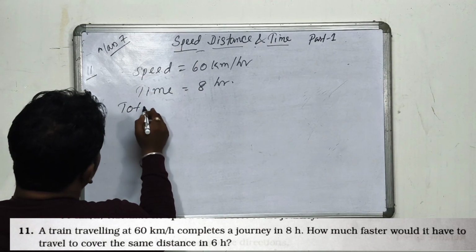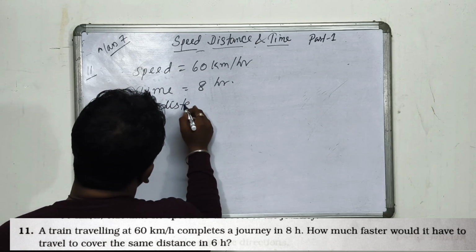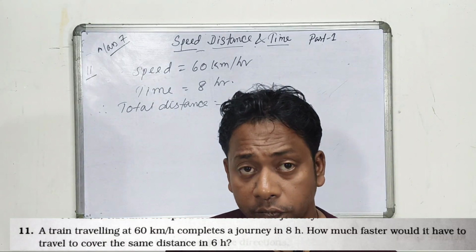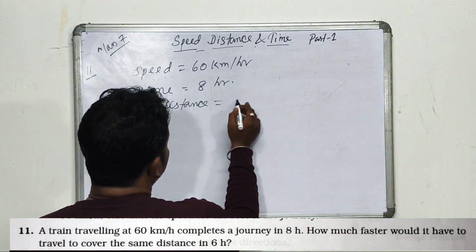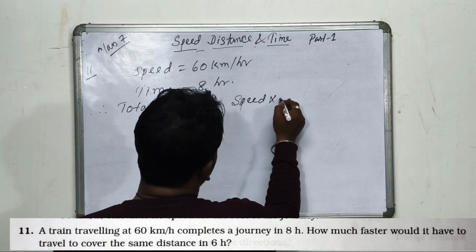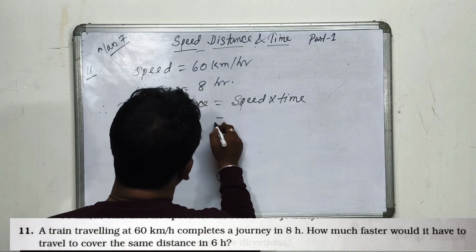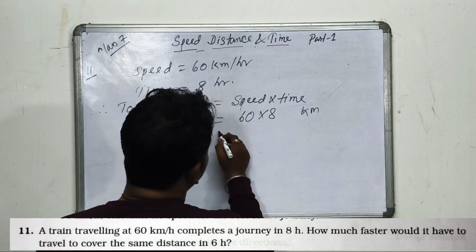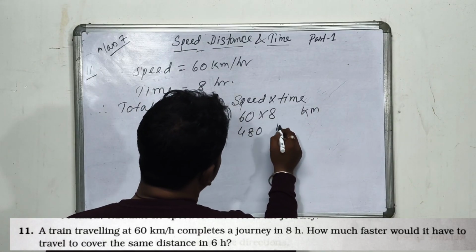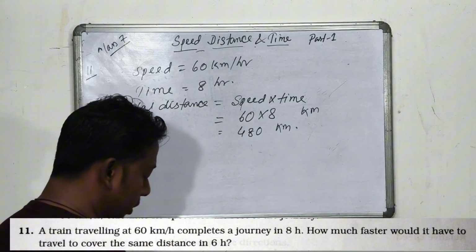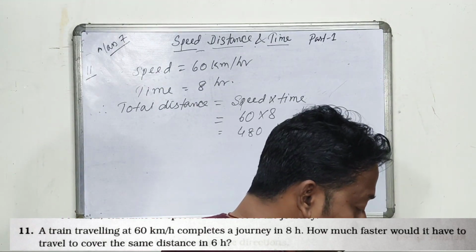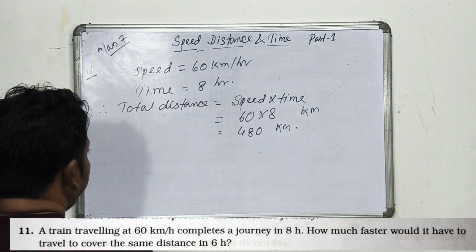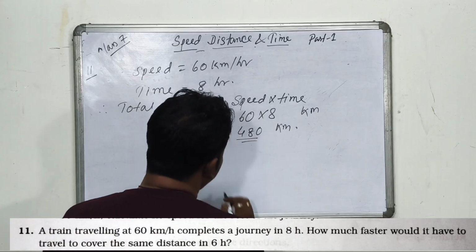Therefore total distance is equal to, now tell me what will be the formula of the total distance. That is distance equals speed into time, 60 into 8. Now the unit of distance is kilometer, 480 kilometers. So we just found out the total distance. Now how much faster would it have to travel to cover the same distance in 6 hours? That means total distance is given.